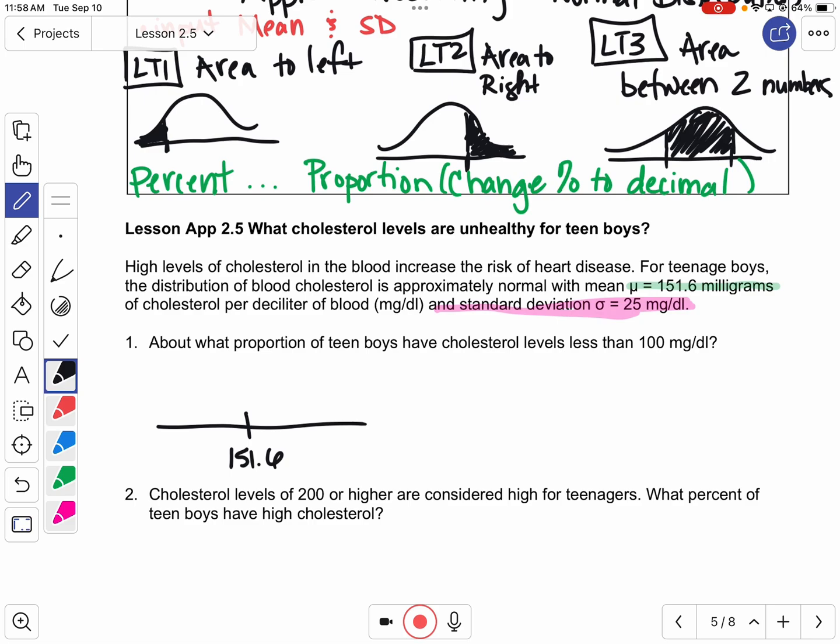151.6. It's going to be in the middle of my curve, okay? It's asking me about levels less than 100. So where would 100 be? To the left. And if I want to be less than that, I'm going to color which way? To the left. So when we jump in there to set everything up, we're going to choose to the left in our applet. So let's get in there and let's find that percent, okay?